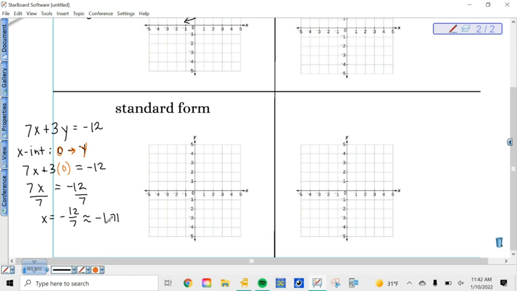So x is negative 1.71. So that's going to be somewhere in between negative 1 and negative 2. So right around there, and we can put a point right there.